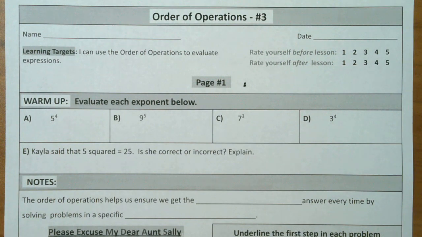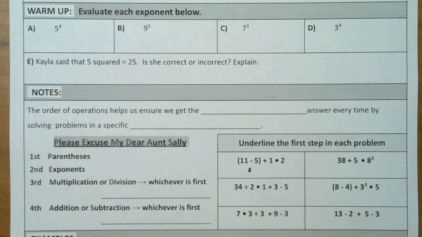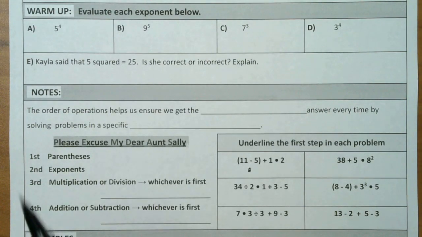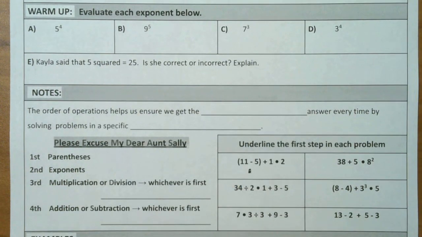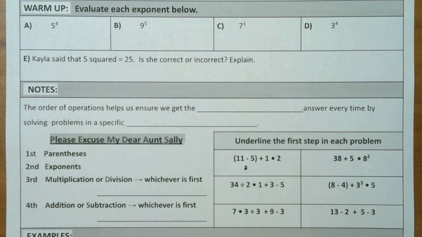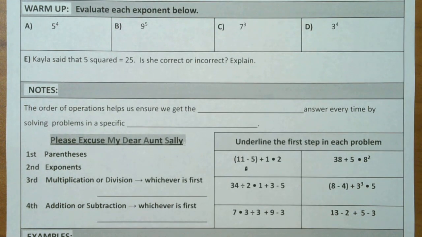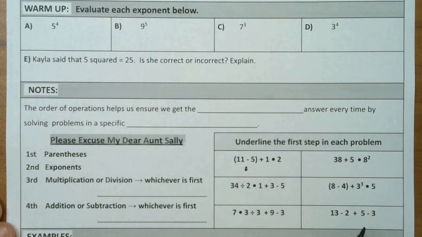Let's take a look at our warm-up. Our warm-up says, evaluate each exponent below. So the way I would say A is 5 to the 4th power. If exponents are completely new to you, I highly recommend going back to level number 1, which is all about exponents. But I'll do A with you and then have you complete the rest of these on your own.